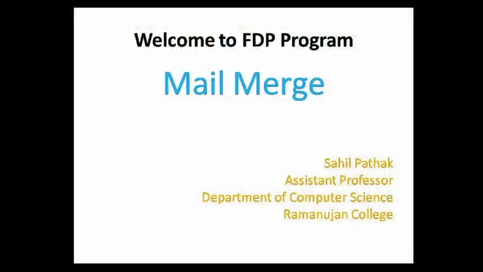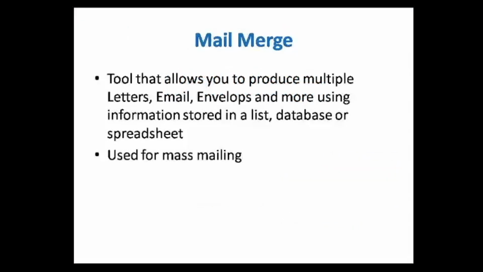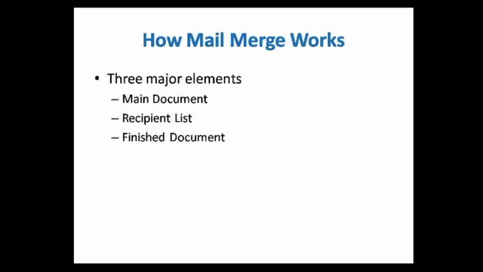So the mail merge utility is a tool that allows you to produce multiple letters, emails, envelopes using a list which can be maintained in Excel, MS Access, or your Outlook or your Google Sheet. Using mail merge, you can create one document containing the information that's the same in each copy and add placeholders for the unique information. I'm going to elaborate on the placeholder also, and this is used for mass mailing. So let's see how it works.